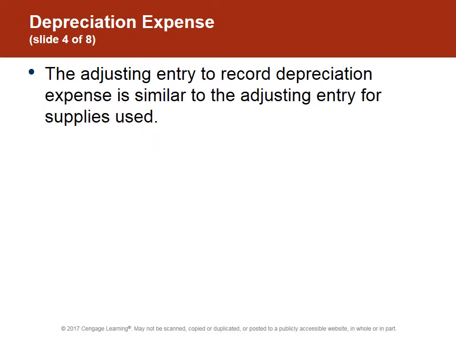Okay, so the adjusting entry to record depreciation is very similar to supplies. We have an asset that we have recorded, and we have to show that that asset is being used. Except supplies is a little more consistent to an actual dollar value, and depreciation expense is only an estimate.